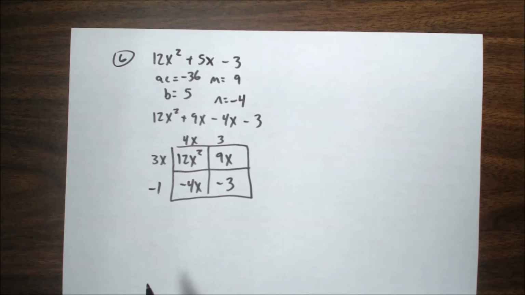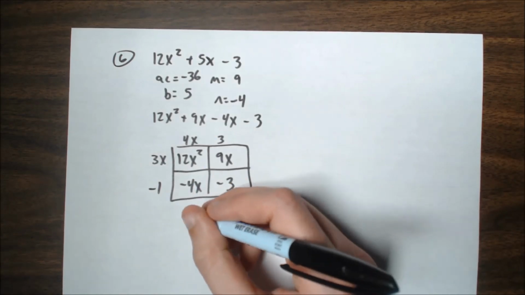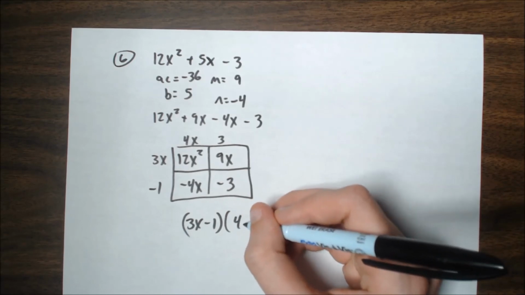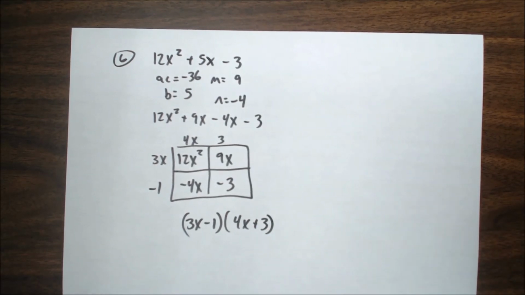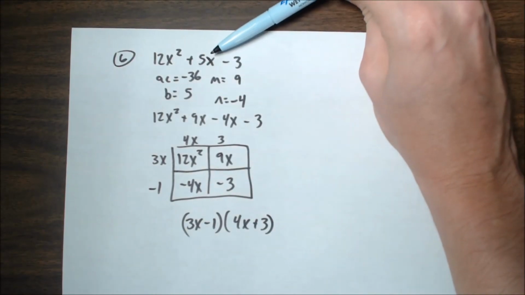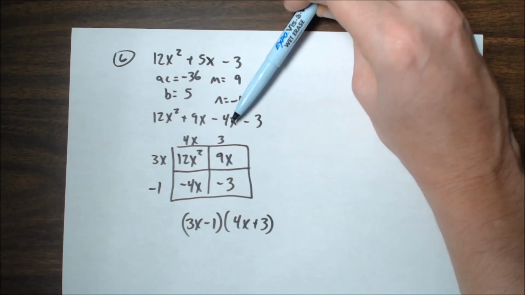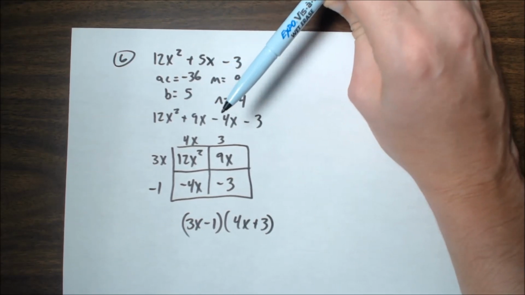Therefore, my factors are 3x minus 1 and 4x plus 3. If you think about why this works for a minute, think about the steps here. All we did was split that 5x into a 9x and negative 4x. That's equivalent, right? If I add those together, I get 5x. So I haven't really changed anything.